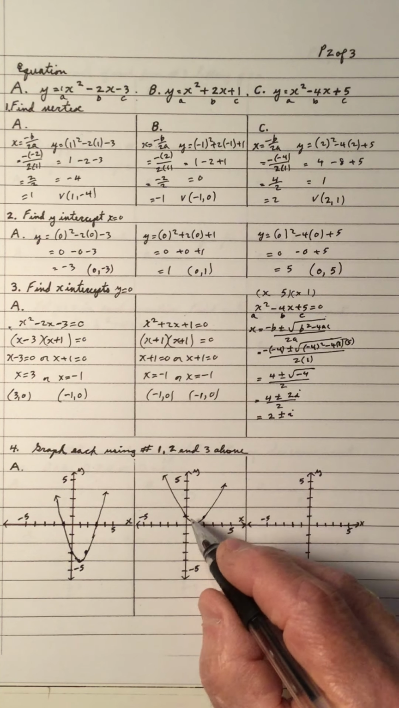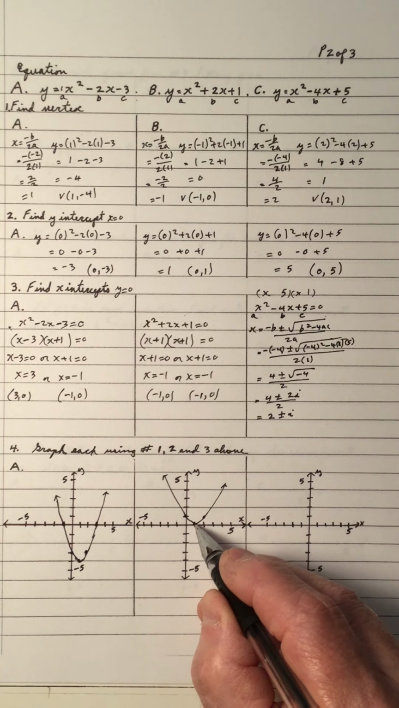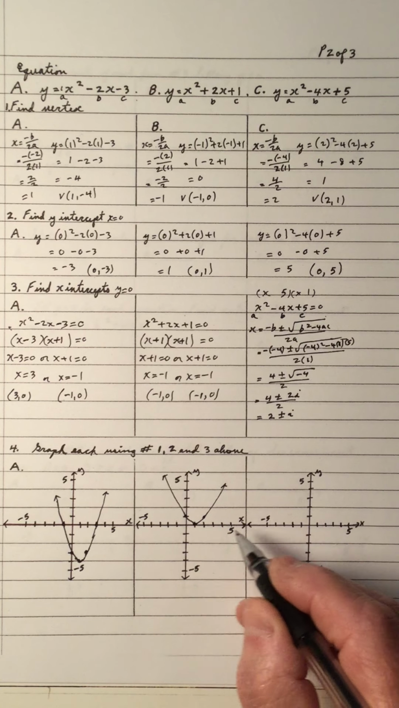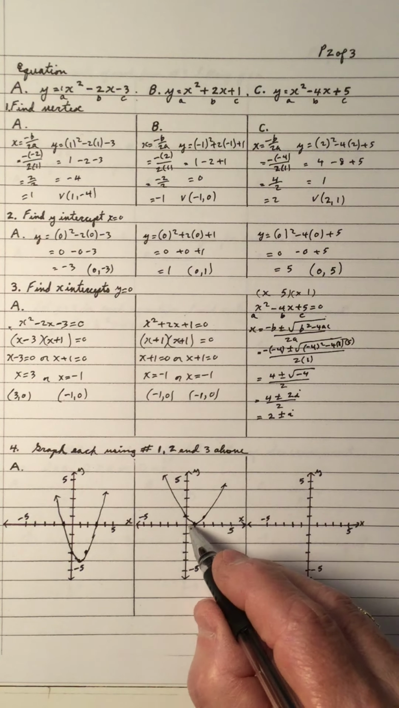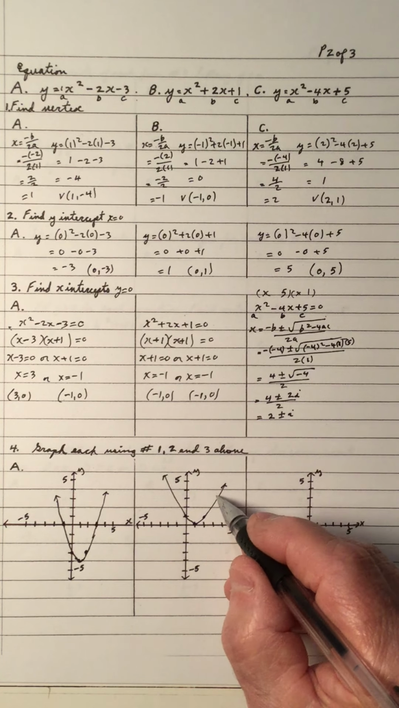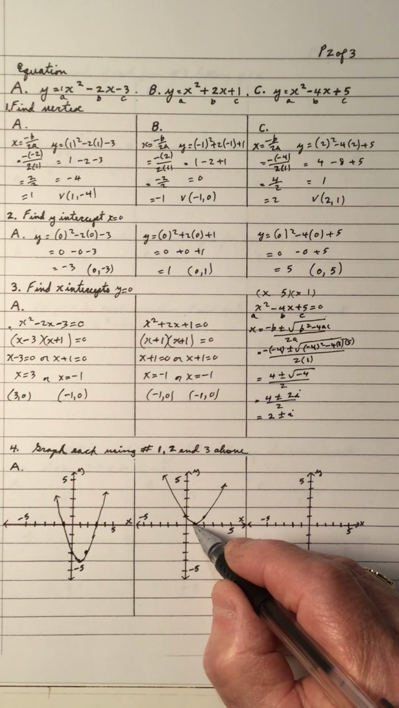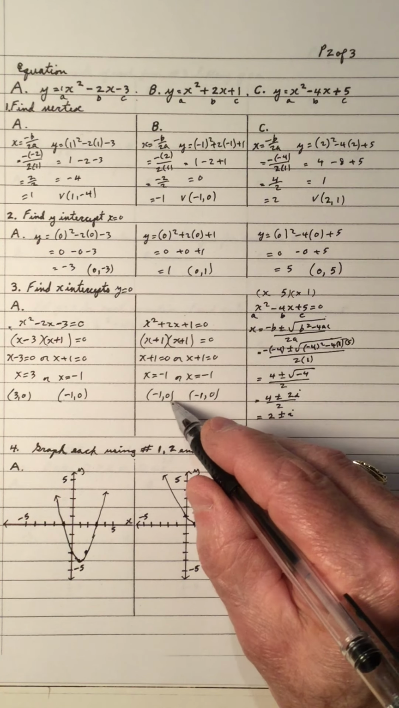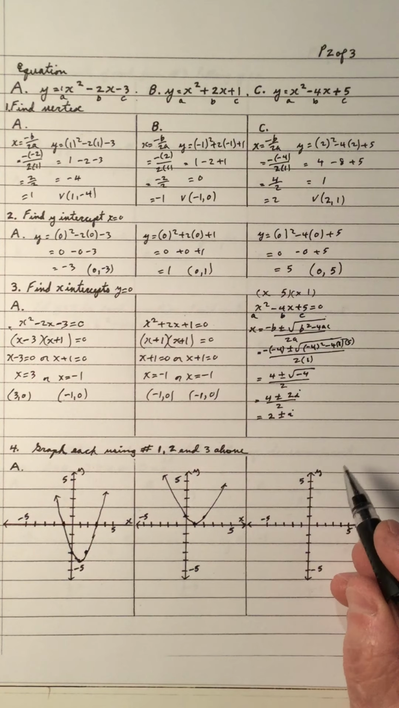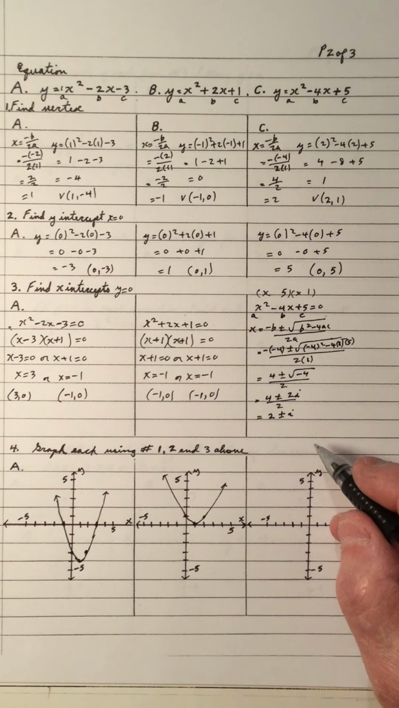And notice your vertex only cuts the x-axis once, and the vertex is your x-intercept. We say it is bouncing off, and it has 2 roots, but the roots are equal. We'll see that coming up.